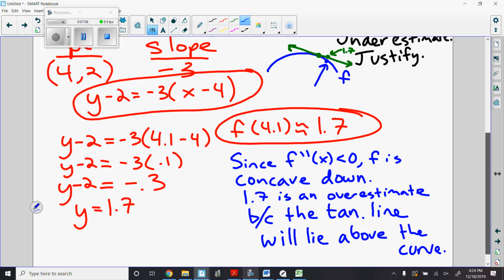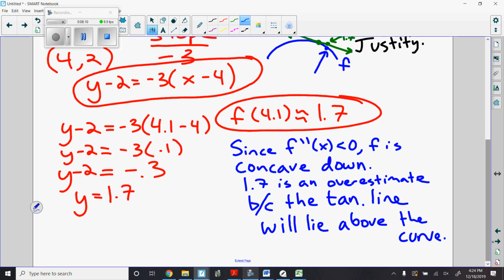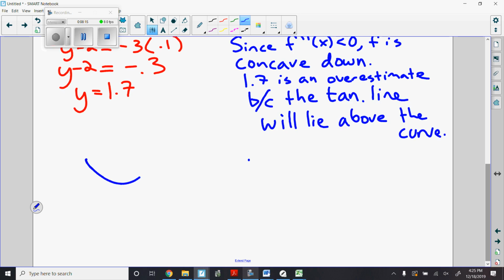So again, if we have a concave down graph, our tangent line is always going to lie above the curve, which means our estimates are always going to be overestimates. Obviously, if f was concave up, then the reverse would be true, right? If f was concave up, then here's f, our tangent line is always going to be below the curve, which means our estimates are always going to be underestimates.